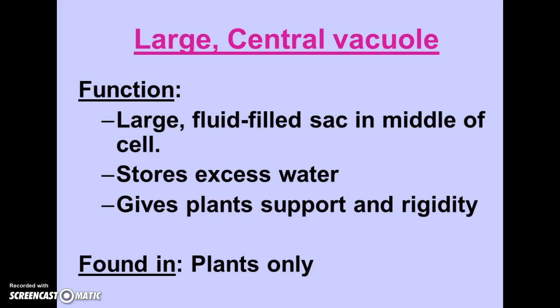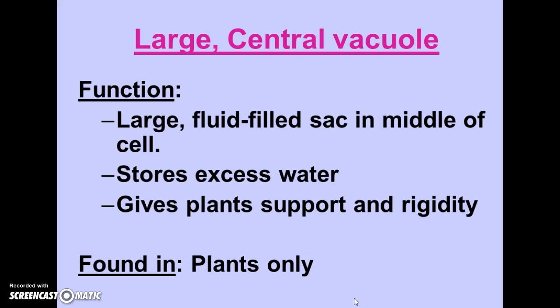Last thing we're going to cover about cell parts in this section of the video is the vacuoles. There's three different types of vacuoles. The first one is the large central vacuole. And this is something you only find in plants. Plant cells use this for a couple of reasons. One is to store extra water. There's nothing in this vacuole. A vacuole is also called a vesicle usually. It's just a fluid-filled sac.